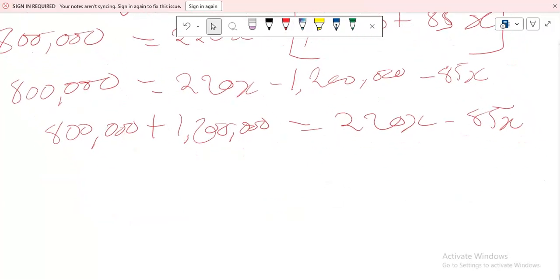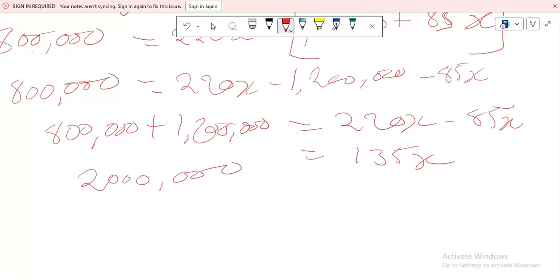Alright, after grouping the like terms, we say equal to, what is 220 minus 85? That will give us 135x. Then this one, that is 800,000 plus 1,200,000. So when you add that, you are getting 2 million, isn't it? Exactly. Alright, but we want the value of X, the quantity. Then we're going to divide both sides by that particular 135. So we know that to cancel out.